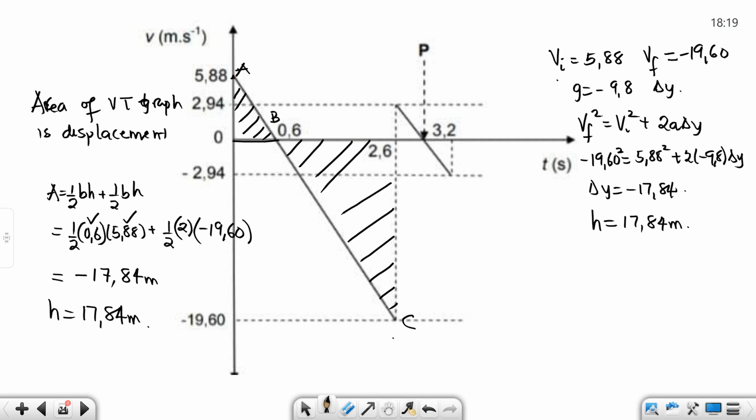All right, remember A, B, and C, but I'm using A to C, right? So I come to the C part. What is my base here? 2. Because it's 0.6 here, and it's 2.6 there. So my base is 2 and my height is negative 19.6. Done.